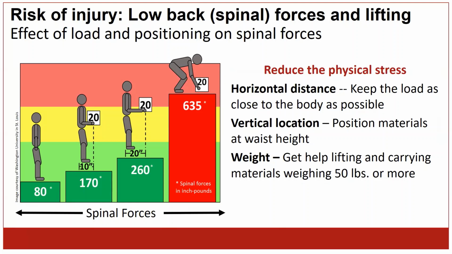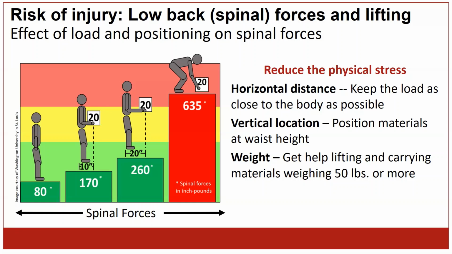If the load is moved away from the body to a distance of 20 inches, shown in the third figure from the left, the spinal force increases significantly to 260 inch-pounds. This shows that how close you hold an object in front of your body makes a big difference to your low back forces. The fourth figure shows the large increase in spinal forces from lifting an object from the floor. The distance to the box is larger and the body is not upright. The spinal forces have more than tripled from the ideal figure, changing from 170 inch-pounds to 635 inch-pounds.